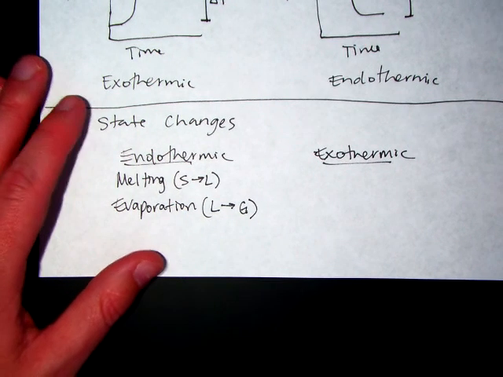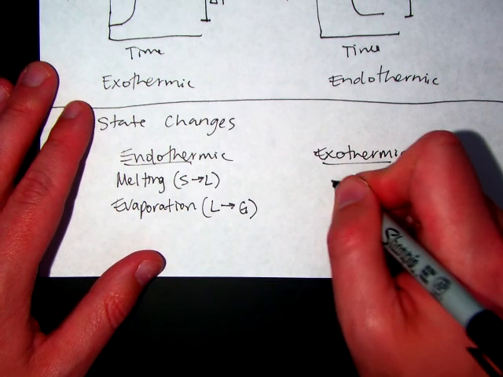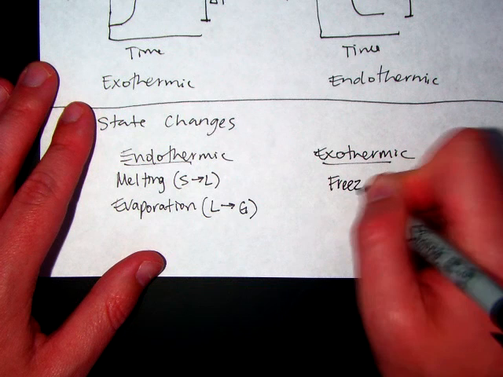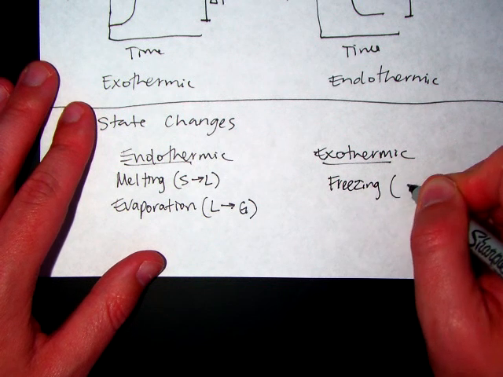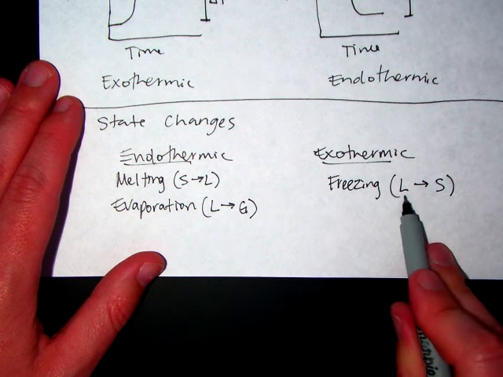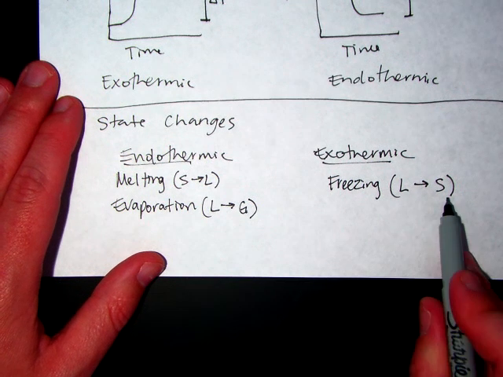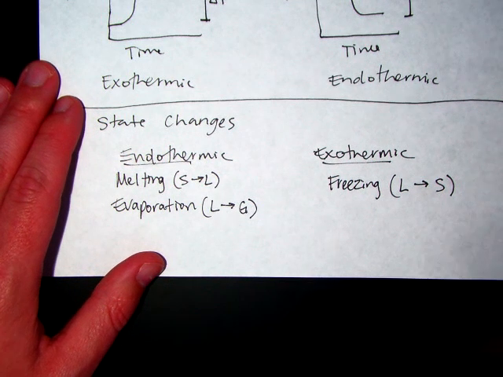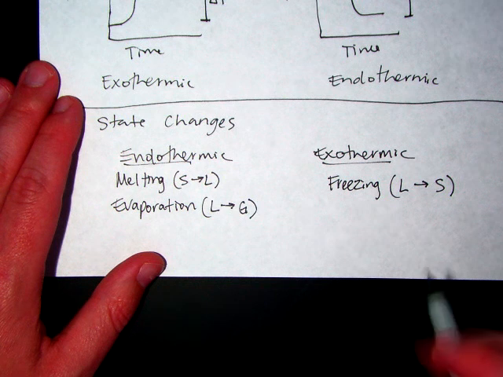Now that's the opposite, right? So when you're going freezing, now you're exothermic. When you freeze something, you're going from a liquid to a solid. The molecules are moving really fast as a liquid. They're slowing down as a solid, so you have to take energy out of that. So it's giving energy away. That's the definition of exothermic.